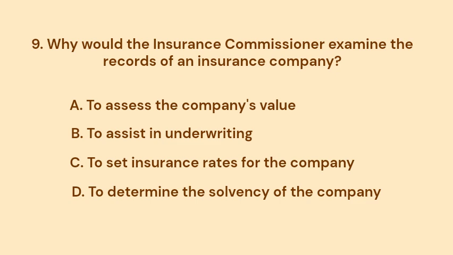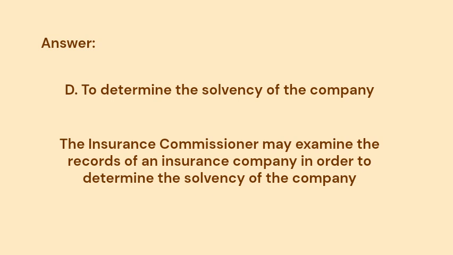9. Why would the insurance commissioner examine the records of an insurance company? A. To assess the company's value. B. To assist in underwriting. C. To set insurance rates for the company. D. To determine the solvency of the company. Answer: D. To determine the solvency of the company. The insurance commissioner may examine the records of an insurance company in order to determine the solvency of the company.